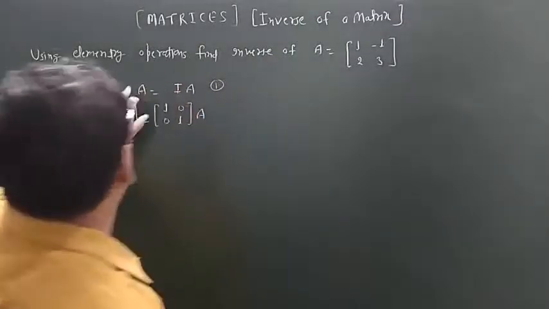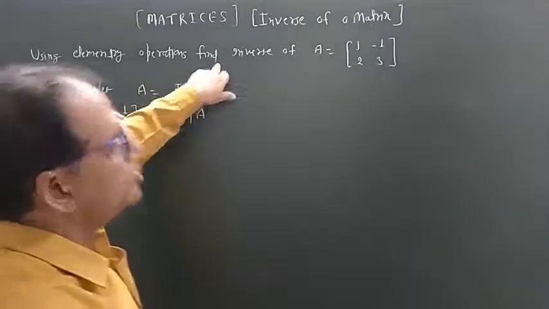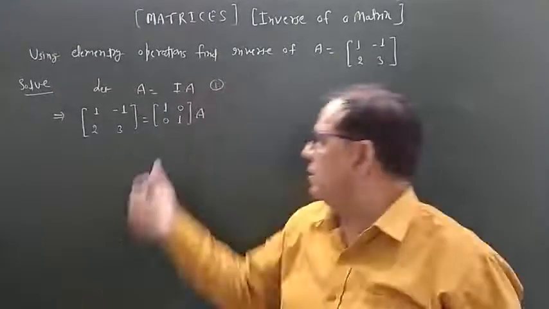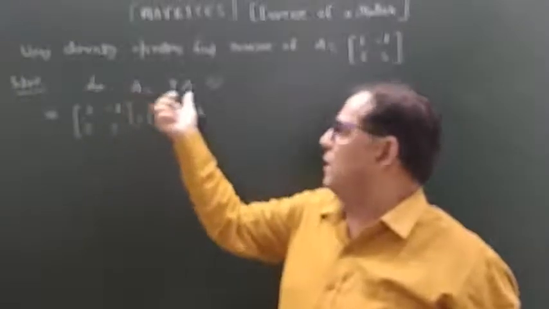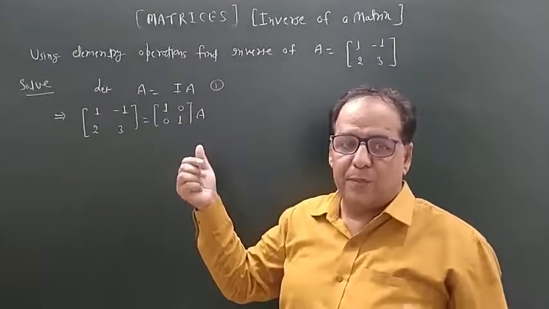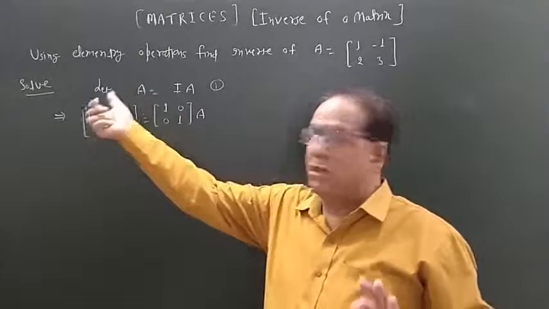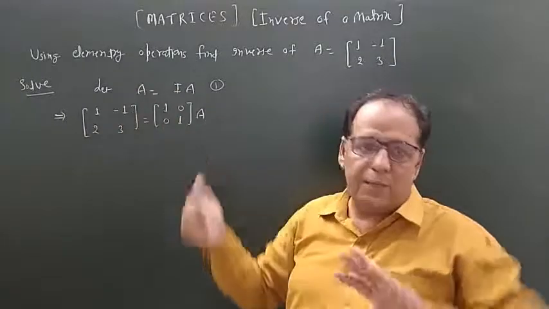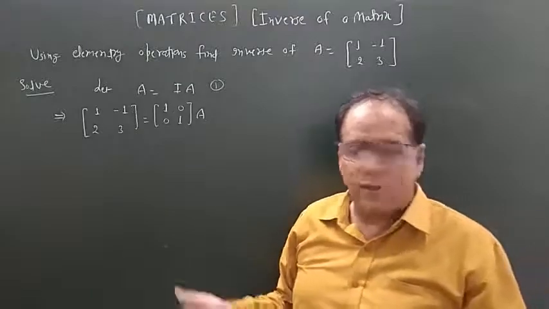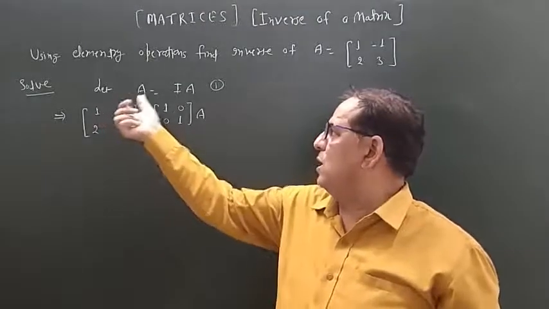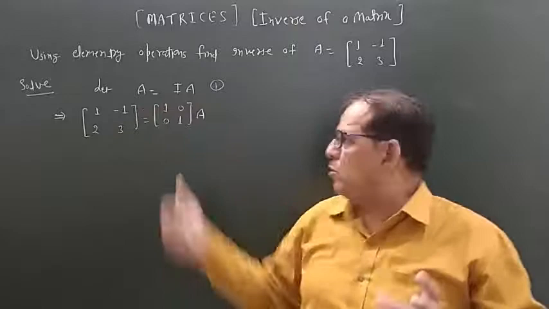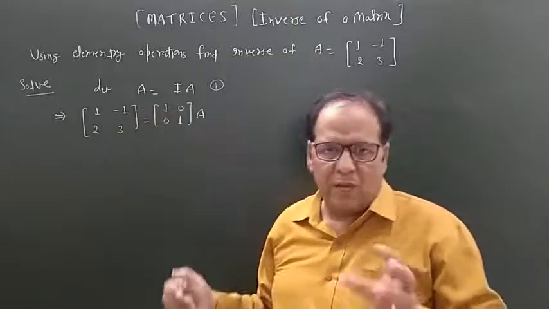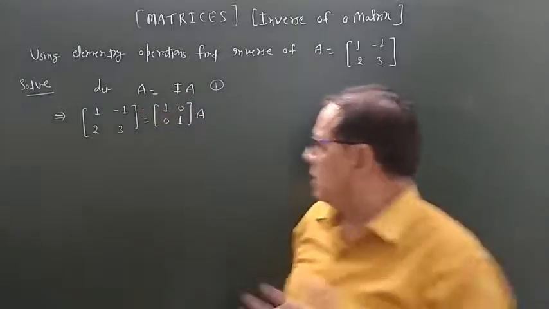So here we start with the row operation. When we use row operation, we start the question with A equal to IA. Please memorize: when we start with row elementary operation, you start with A equal to IA. If you use elementary column operation, then you use A equal to AI. And about this difference, we will discuss later. So here we start the question using elementary row operation, A equal to IA.